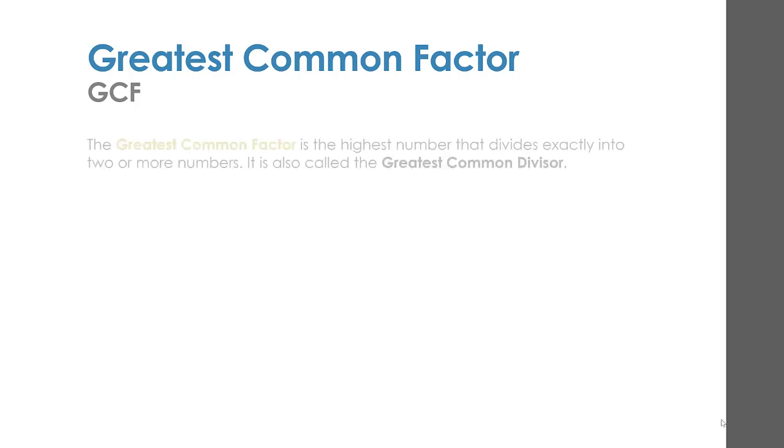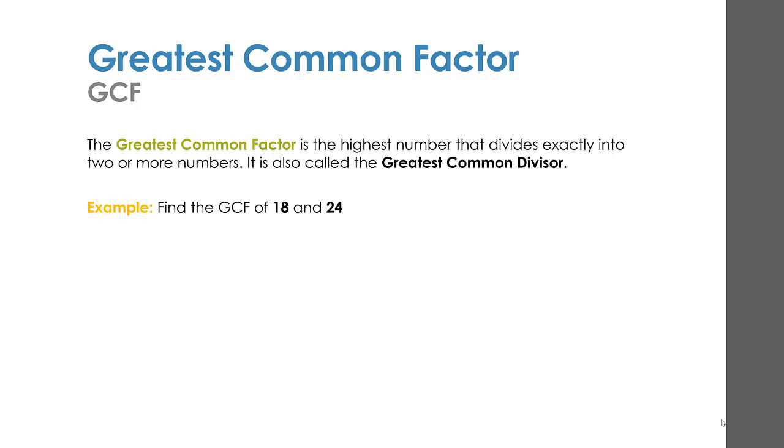Now, let's see what the greatest common factor is. It is the highest number that divides exactly into two or more numbers. This is also called the greatest common divisor. For example, let's find the greatest common factor of numbers 18 and 24.